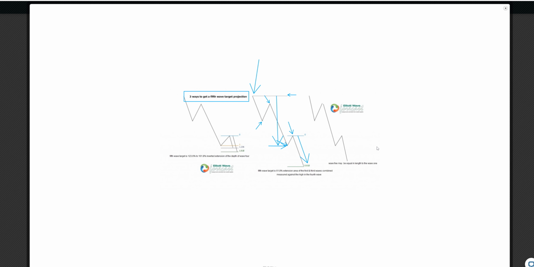Okay, I got that. I'll do that too. Finally, wave 3. You just recognize that wave 5 may be equal in length to wave 1. Take that length and pop it on there. And there is your final target low on 3 different measures. Would you like to see me do that?